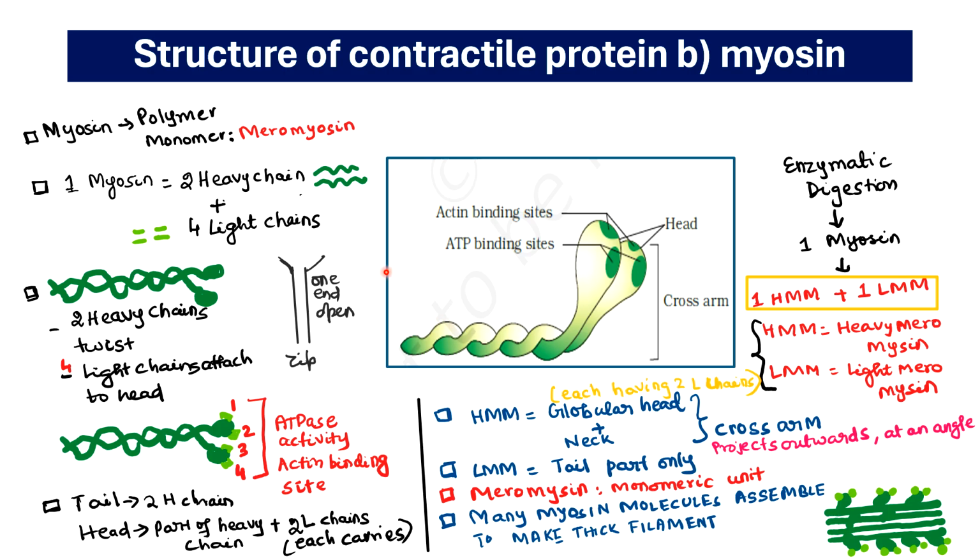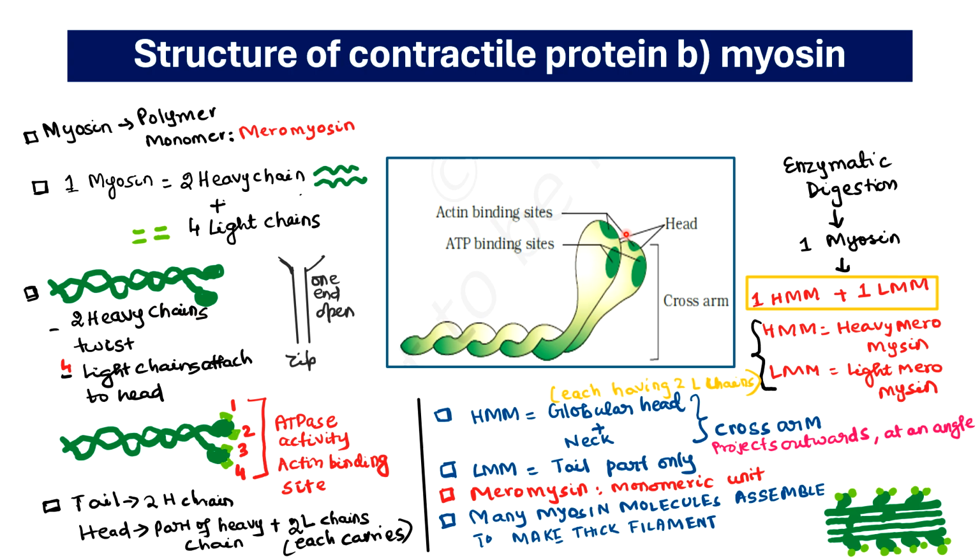This is the structure of the myosin molecule. This is the tail part, this is the head part, and the small arm. Together, the head and the neck region or the small arm is called the cross arm region. Now, this cross arm region projects outwards at an angle. Okay. Now, this tail region is made up of the heavy chains, two heavy chains twisted around each other. Okay, we already saw it here.